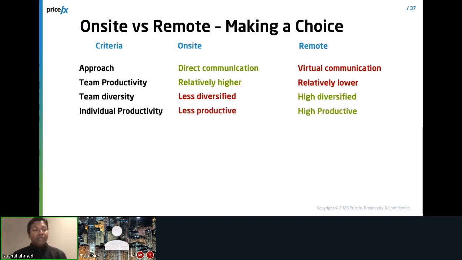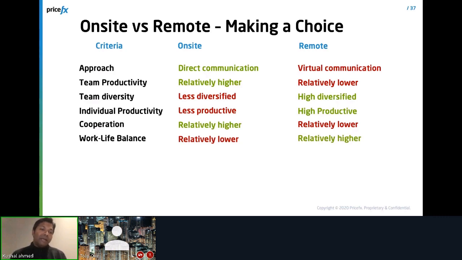For individual productivity, it's probably a little bit more interesting. If you go to on-site meetings, you're going to be a little bit less productive, whereas if you are working remotely, it's going to be highly productive. For cooperation, it's relatively easier to get cooperation, so relatively higher for on-site. For remote, it's going to be relatively lower.